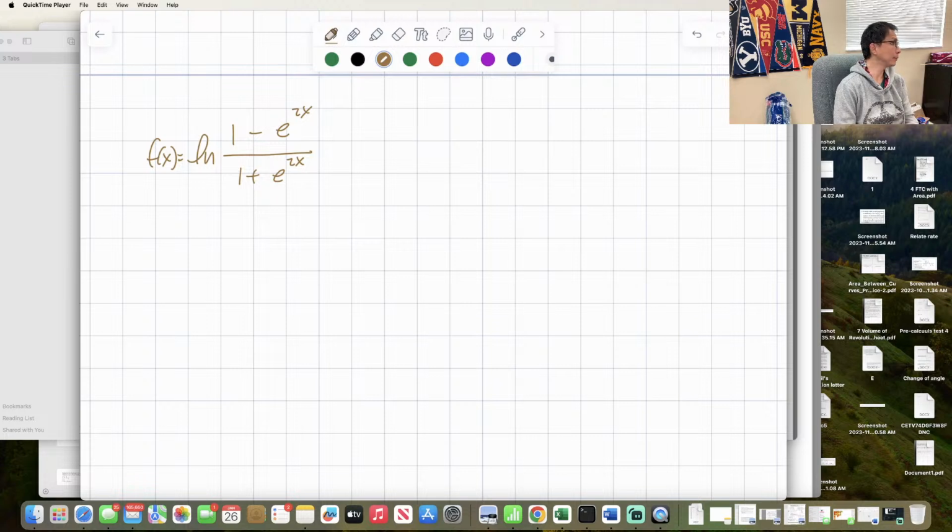Yeah, we're taking derivatives. Think of all the things you learned. How do I take a derivative of this ugly function? Is it possible? Think about all the rules you learned.